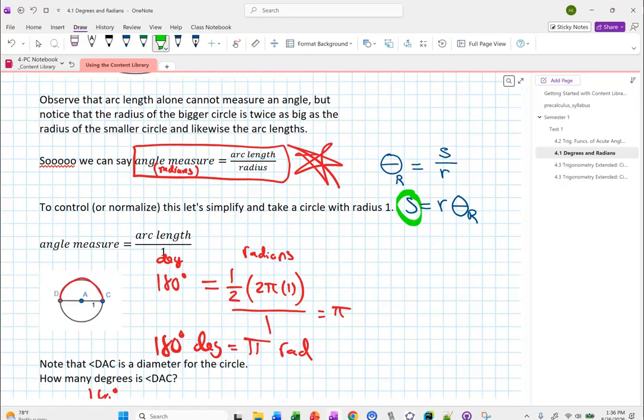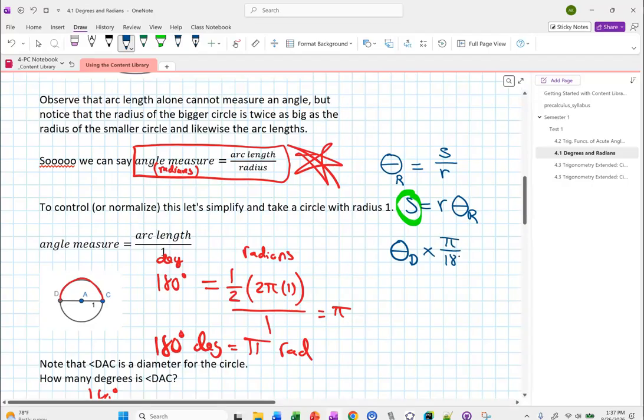Is that the angle must be in radians. What would I do if the angle was in degrees? I'd have to convert it to radians, right? So if I have an angle in degrees, I'd have to multiply it by pi over 180, and that would give me an angle in radians, right? Everybody agree with that?